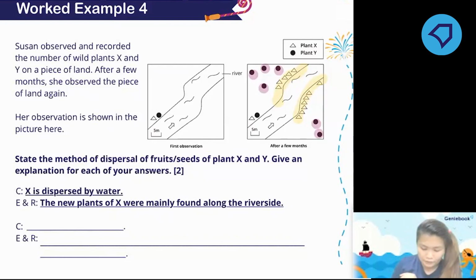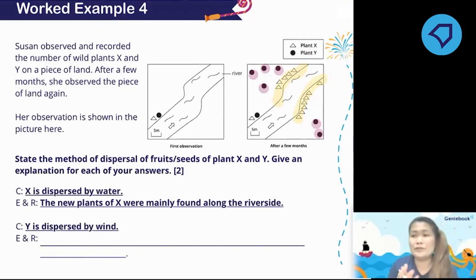All right, what I understand is that it can have two answers. You can say it's wind, right? They didn't state the wind direction. If they didn't state the wind direction, you can say that plant Y is actually dispersed by wind, right? Plant Y is being dispersed by wind.